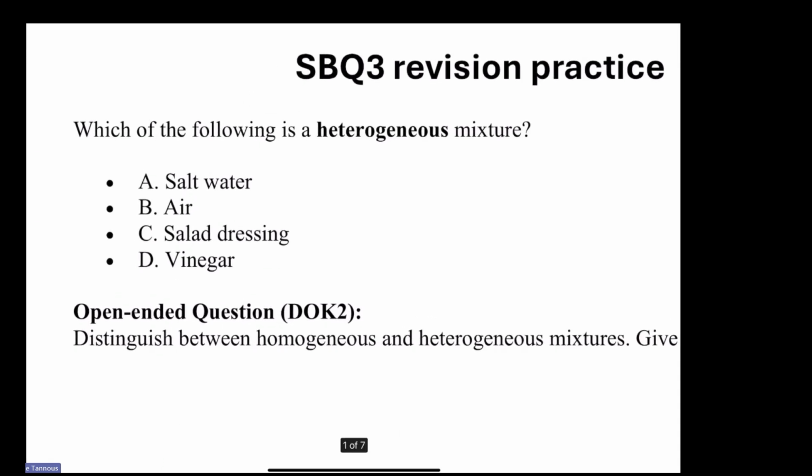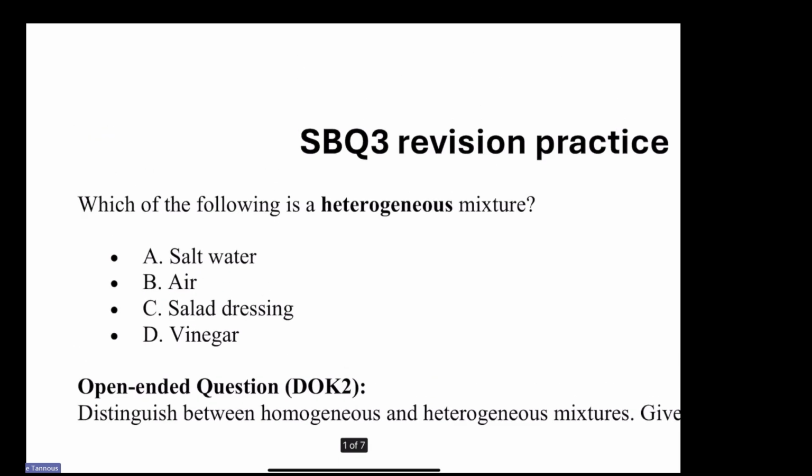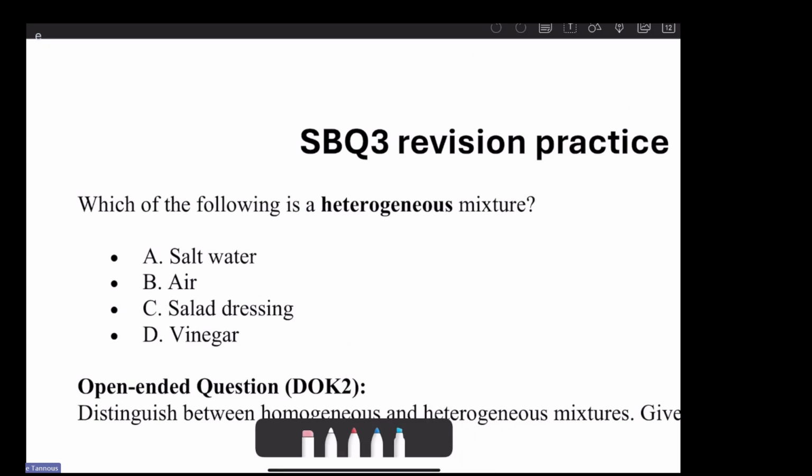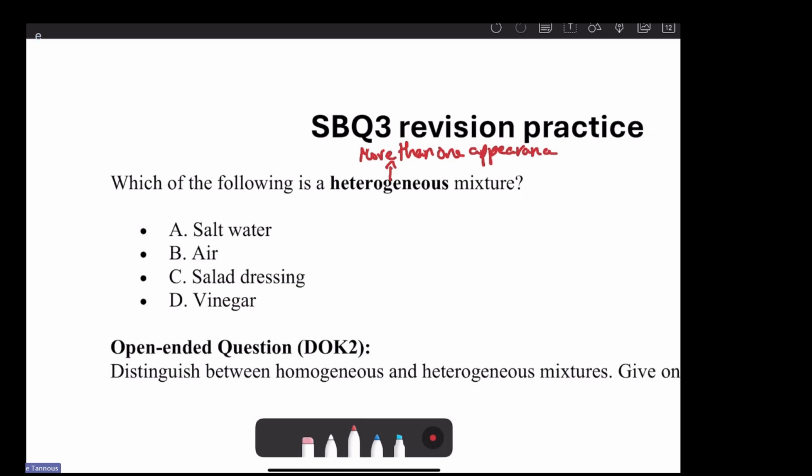A heterogeneous mixture is a mixture that has more than one appearance. So you can see clearly the components of the mixture, or some of the components of the mixture. So: salt water, air, salad dressing, and vinegar.